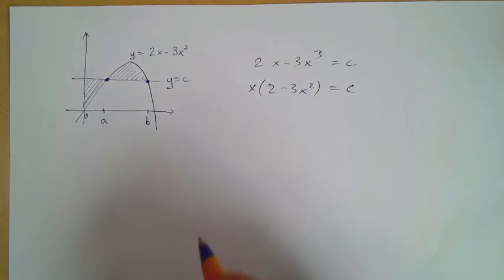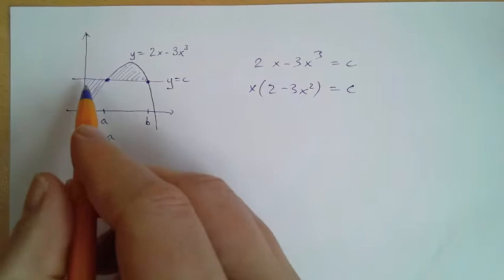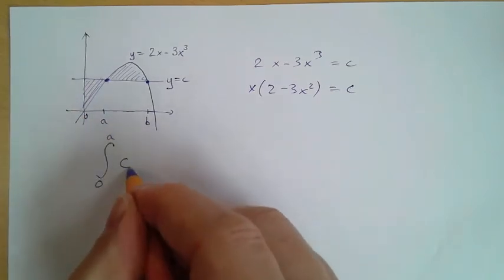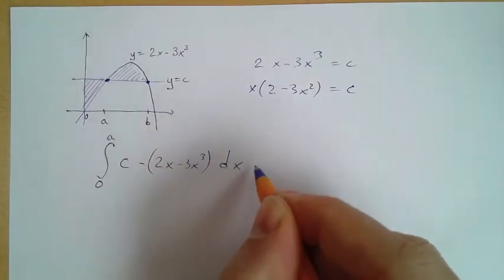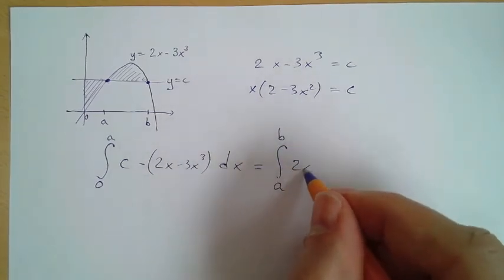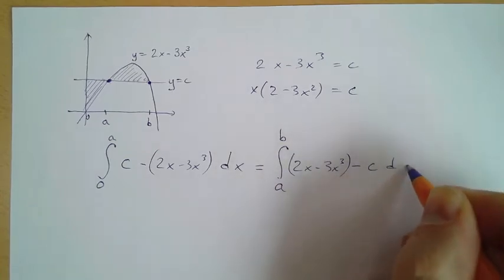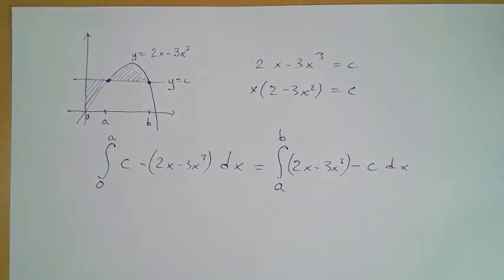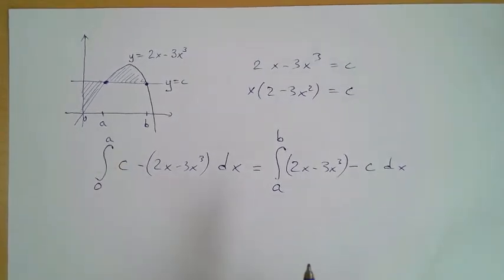So what we need to set up is the integral from 0 to a of c, so top minus bottom, c minus 2x minus 3x cubed dx has to be equal to the integral from a to b of 2x minus 3x cubed minus c dx. We have an abundance of unknowns here. We have c, we have a, we have b. It doesn't look like this is going to work very well, but in fact it does.